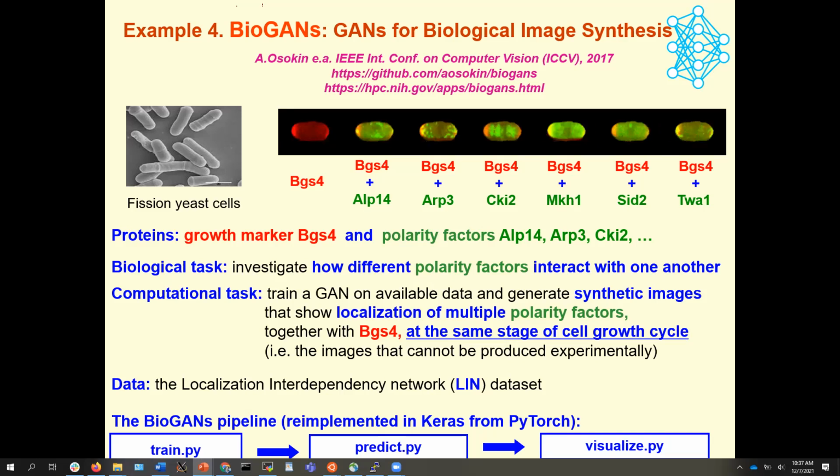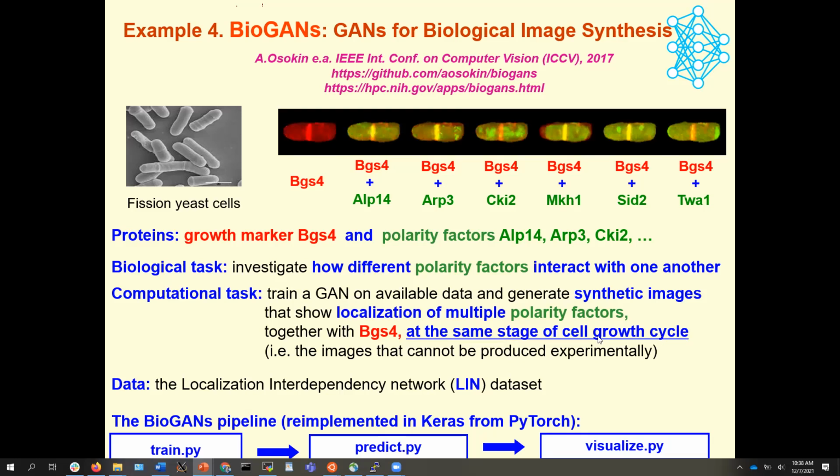However, this distribution is not possible to produce experimentally due to technical difficulties. Every time you get cells with only one green signal, and of course, cells with different green signal will correspond to different stages of the cell growth cycle. So the computational task was to train again on available data and generate synthetic images that show this localization of this time multiple polarity factors simultaneously at the same stage of the cell growth cycle.